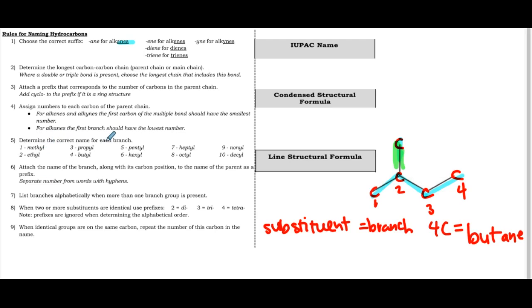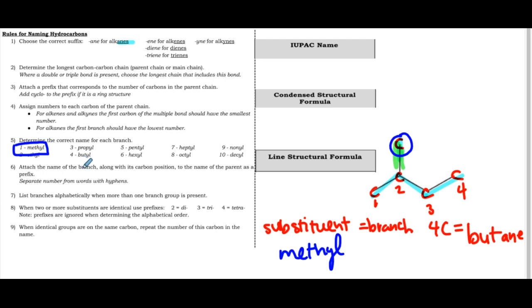We need to determine the correct name for each branch. So the branch over here only contains 1 carbon. Because it only contains 1 carbon, we're going to use the substituent name methyl. So this is methyl.